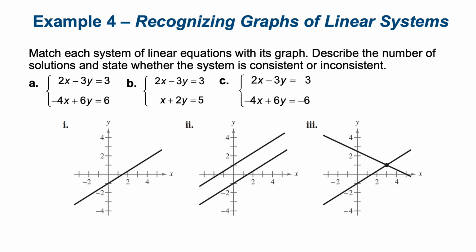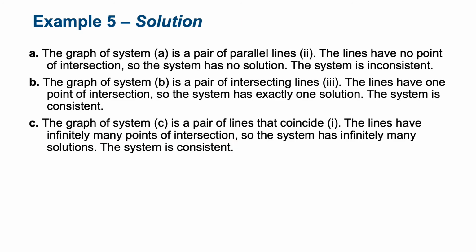So B is 2x minus 3y is equal to 3, and then you have x plus 2y is equal to 5. Okay, so this one is going to have 1 point of intersection. So that's the third one. And then C, it's actually exactly the same line. It looks like A, but it's a little bit different. C is, if you divide everything by -2, you will get the exact same equation. So that's a pair of lines that coincide. It's consistent, but it has infinitely many solutions. So this is basically the same thing that I was saying, but in written form.